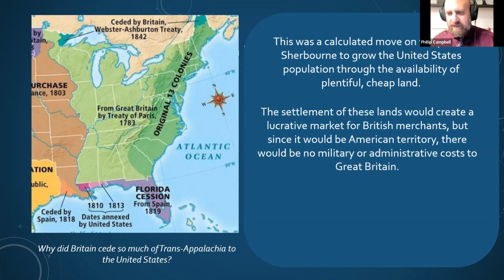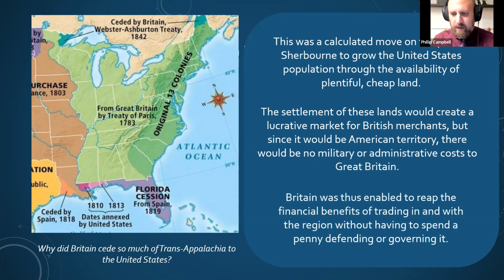Now, the settlement of these lands would create a lucrative market for British merchants. But here's the beautiful part. Since it would be American territory, there would be no military or administrative cost to Great Britain. Britain would thus be enabled to reap the financial benefits of trading in this land and with the merchants of this land without having to spend a single penny defending it or governing it. So it's basically saying that he's like planting a market for British goods.